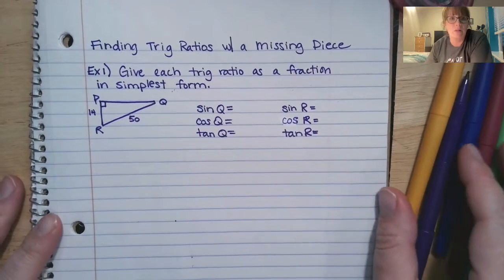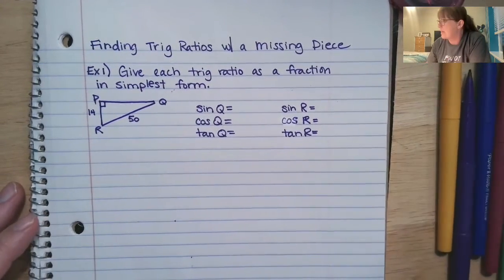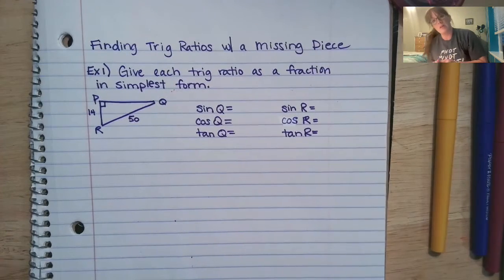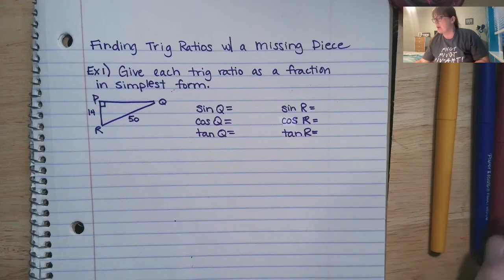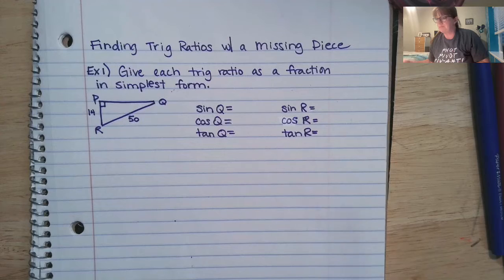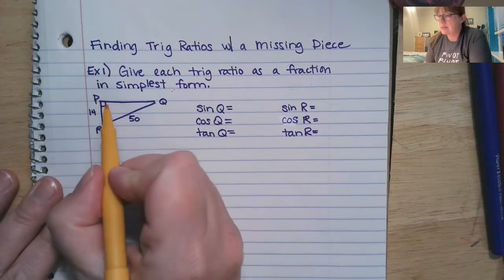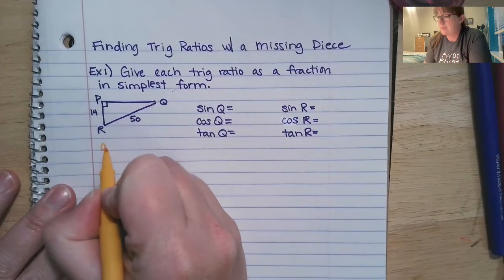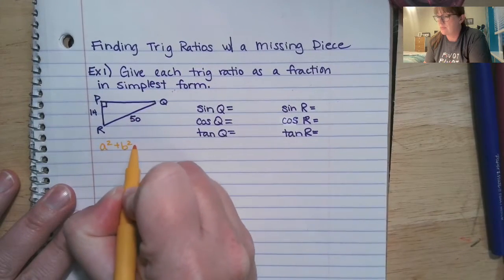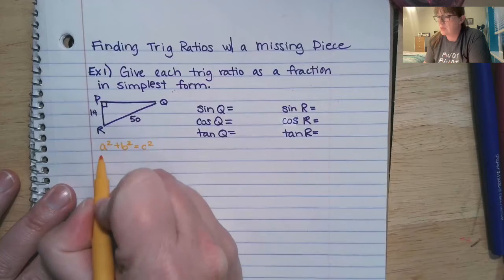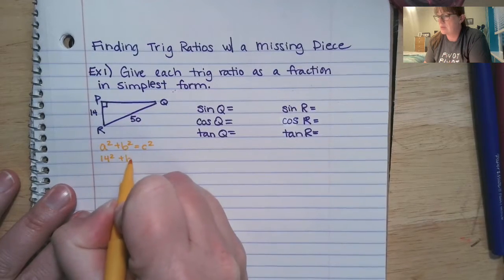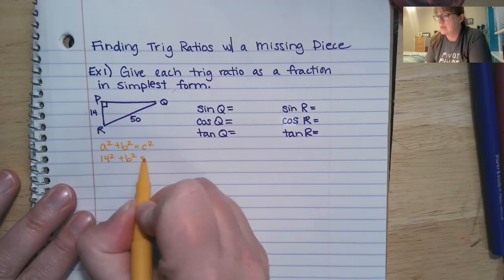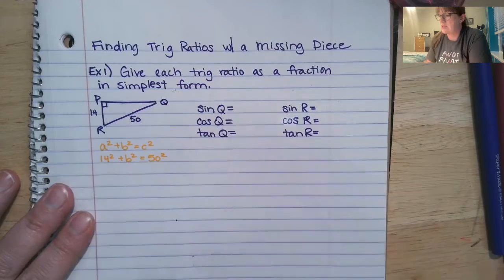Hello. Okay, so we're going to find trig ratios today when we have a triangle, but we don't quite have all the pieces. So we have a right triangle here. We have two of the three sides, so we can definitely find this third side by doing Pythagorean theorem. So we have 14 squared plus, we don't know what that other leg is, equals 50 squared.